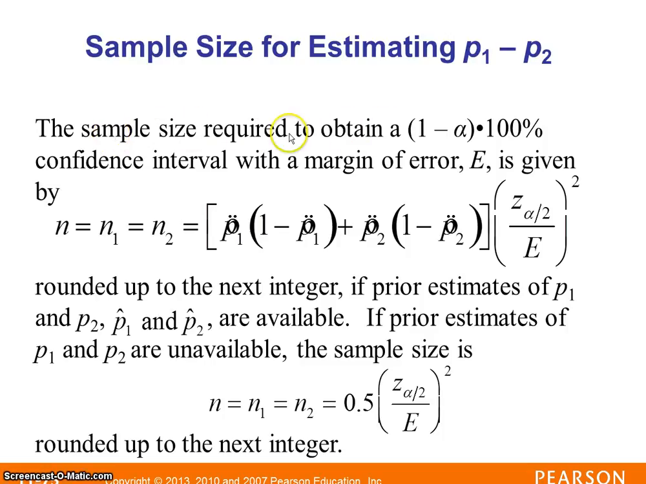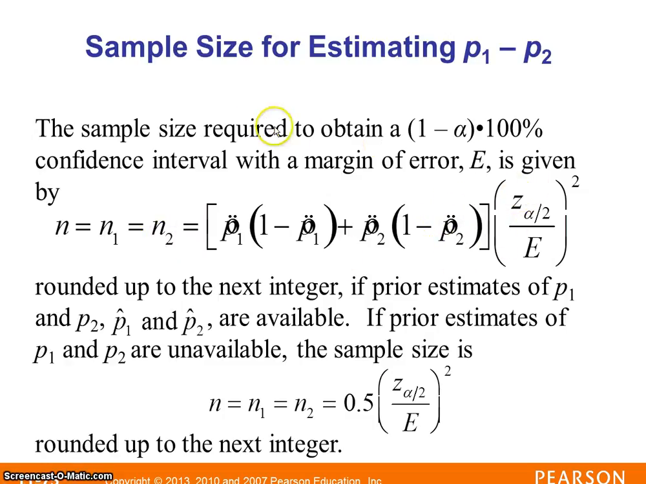So the sample size that's required to obtain a, like, 95% confidence interval, etc., where alpha would be, in this case, 5%, is given by the following equations here. So it's n equals n1, which equals n2, so you'll have to have the same sample size for both situations. It is equal to p hat 1 times, so this is the probability of success, times the probability of failure for sample number 1, plus the probability of success times the probability of failure for sample number 2. Again, this should be p hat with a 2 on it there.